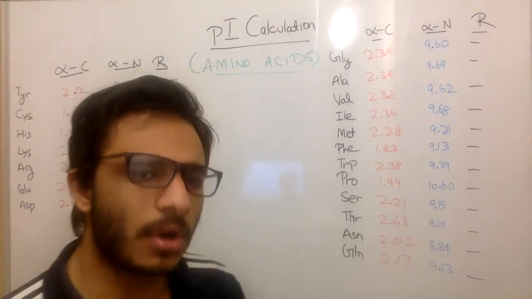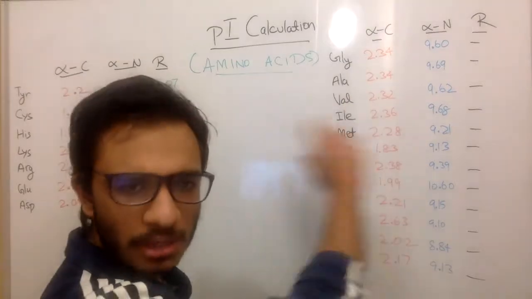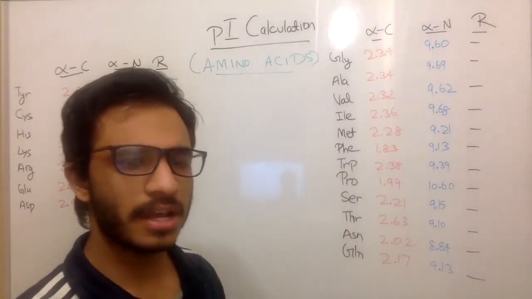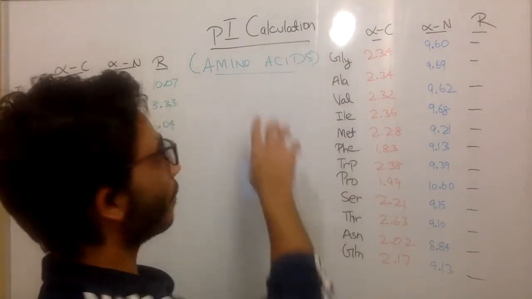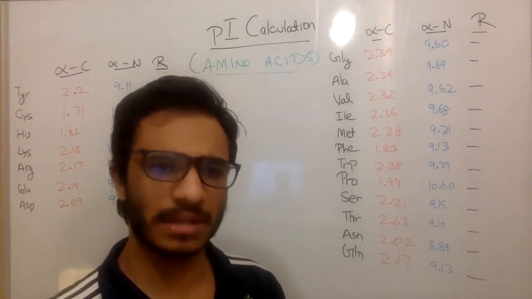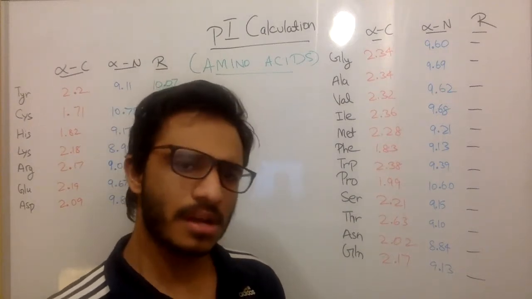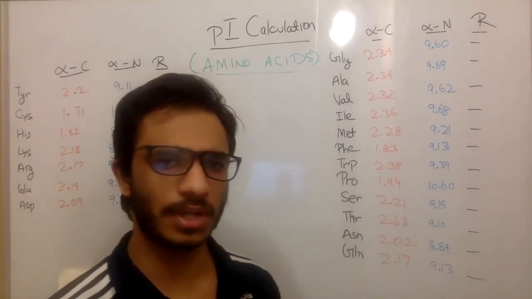So last video we talked about how to calculate net charge on a series of amino acids in a peptide chain. In this video we want to calculate the pI. So pI is a certain pH at which amino acids have a net charge of 0. So they don't have a net positive charge or a net negative charge.